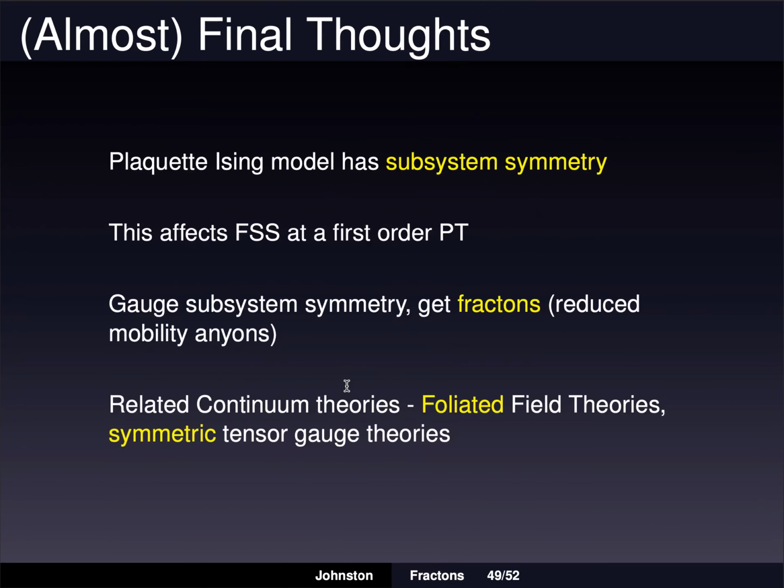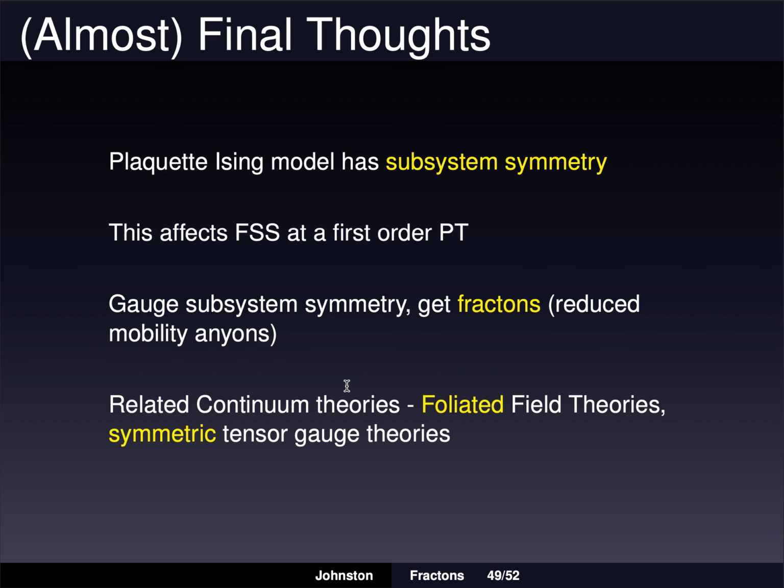So, to summarise, the Plaquette Ising model has a subsystem symmetry. That's its unique selling point. This affects the finite size scaling at first order phase transition, which is what it displays, because it's got an exponentially degenerate number of low temperature phases, an unusual feature. If we switch our focus to quantum Hamiltonians, we see that if we gauge this subsystem symmetry, we get fractons, reduced mobility anyons. Not surprising, maybe.